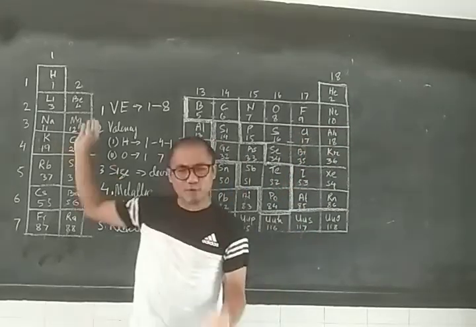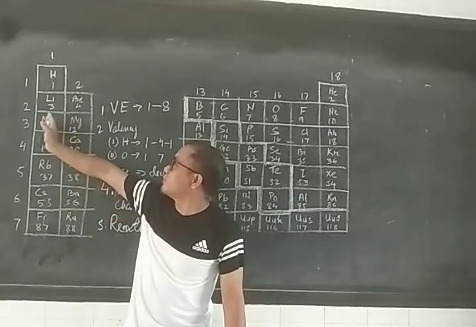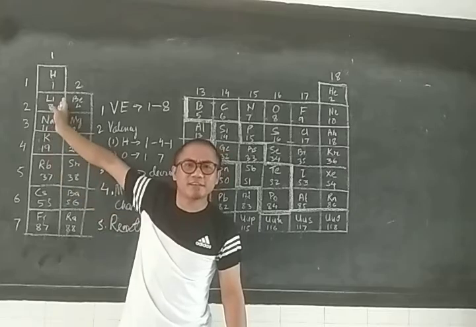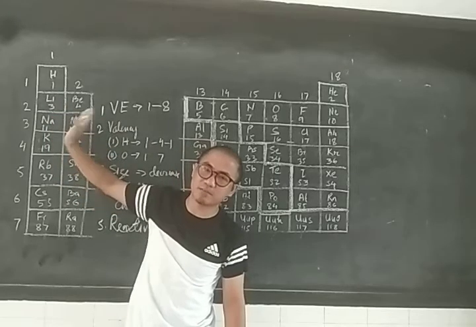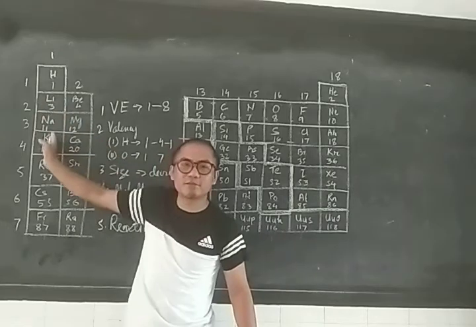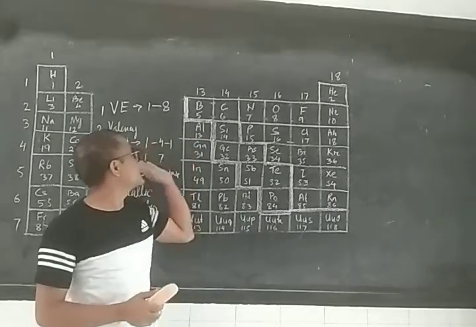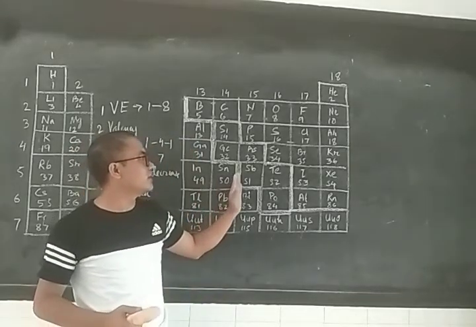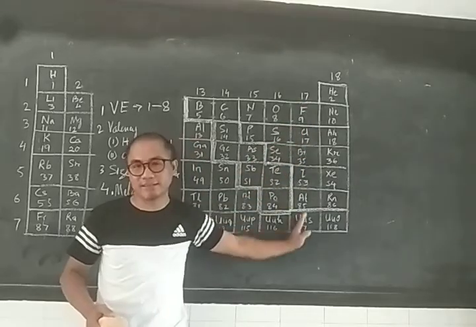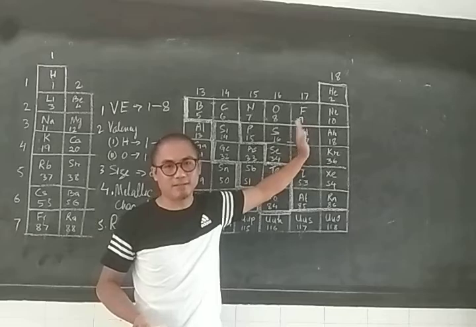From that, what we can understand is this. Group 1 are very, very reactive metals. We know that these are metals and this part is non-metal. These are very, very reactive metals, then a little bit less reactive, and after that it becomes more and more reactive. The most reactive is 17 again here. 17 is the most reactive non-metal group.